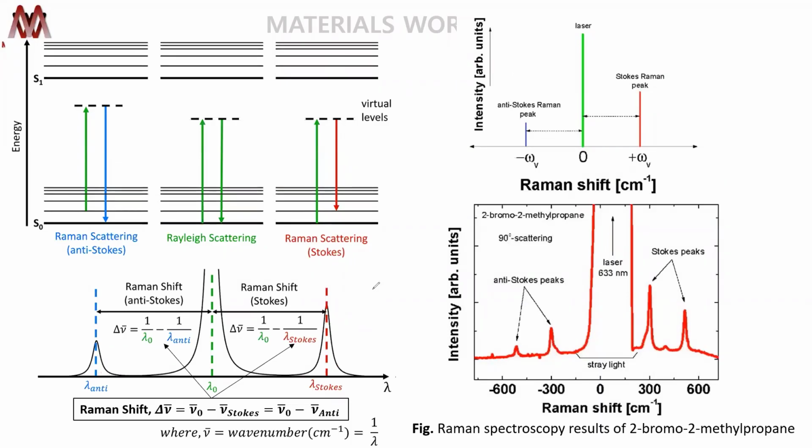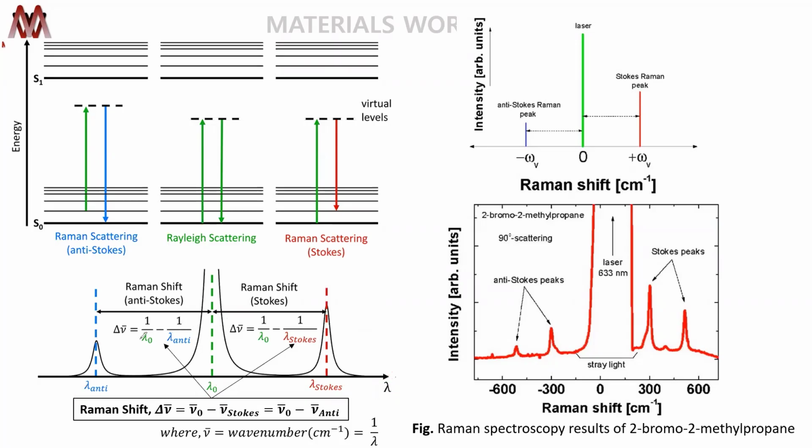The reason is more atoms at ground state. See, if I'm plotting with respect to lambda, then this is lambda of Stokes, this is lambda of anti-Stokes, and this is the Rayleigh scattered photon. The wavelength of the Rayleigh scattered photon is nothing but the wavelength of the incident photon, because it's the same.